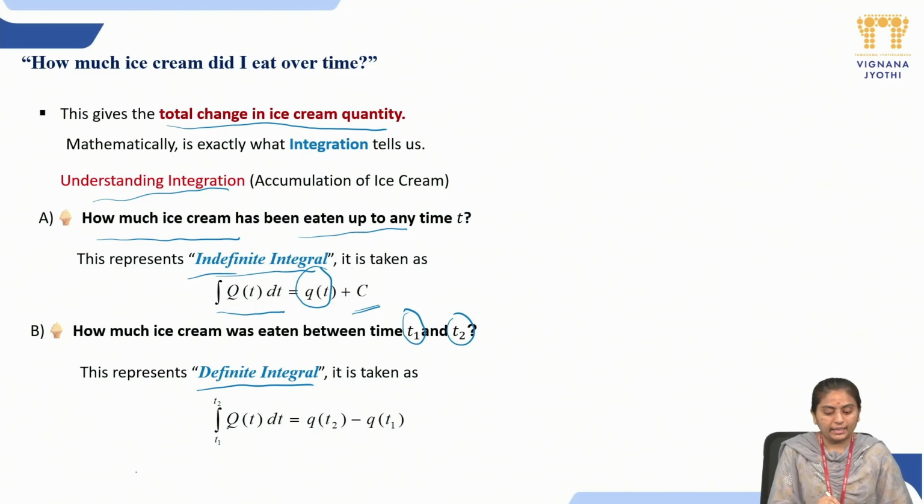So mathematically here, integration from t1 to t2 of Q of t dt is equal to, so there is no adding of a constant because the time period is given, from the lower limit to the upper limit, the starting and initial time. So this we call the definite integral concept. And here you will get the result as the amount of the quantity, how much has been eaten.